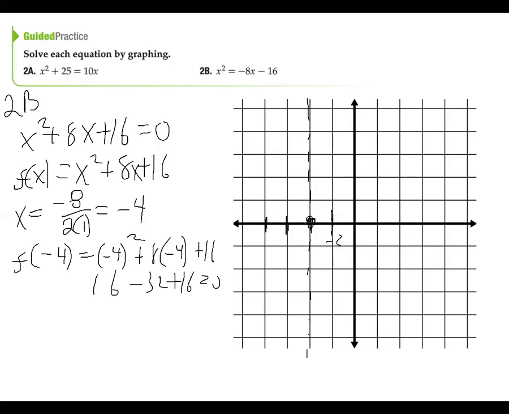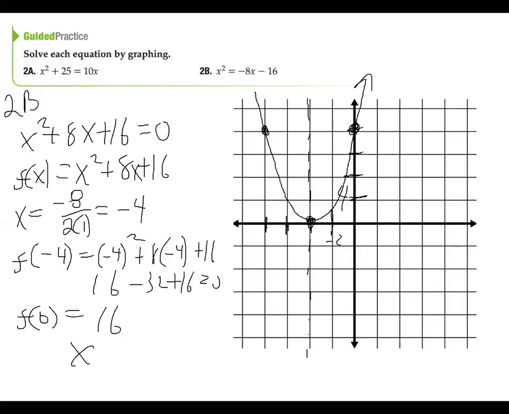Okay, so I know that's the minimum or the maximum. Since the leading coefficient, or the x squared, is positive, I know it's going to open upward. The y-intercept is when you plug in 0 and you get 16. So I'm going to let these go by 4's: 4, 8, 12, 16. So you would have a point here, and then since it's symmetric, you'd have a point on the other side, and then connect it with a smooth curve that looks like a parabola.